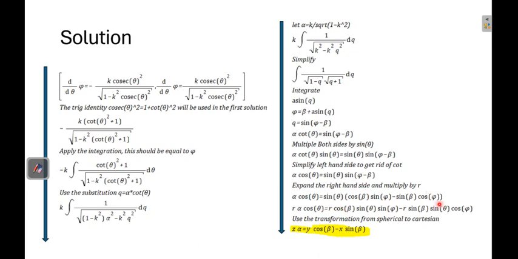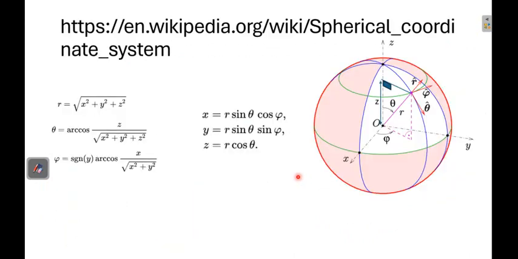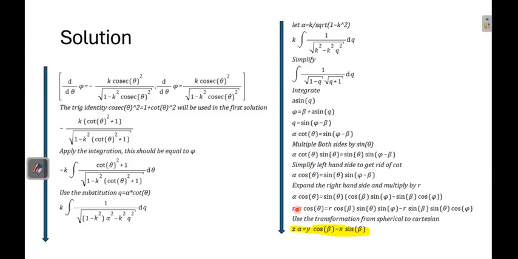And now it's time to refer back to the transformation. R cosine theta is equal to z. And by the way, please revise the transformation. You will realize that R sine theta sine phi is equal to y. So this is the equation that we have got for the geodesic in terms of the Cartesian coordinates x and y and z. You may feel amazed why we are referring back to the Cartesian coordinates.